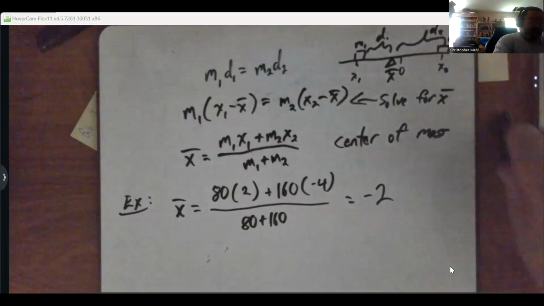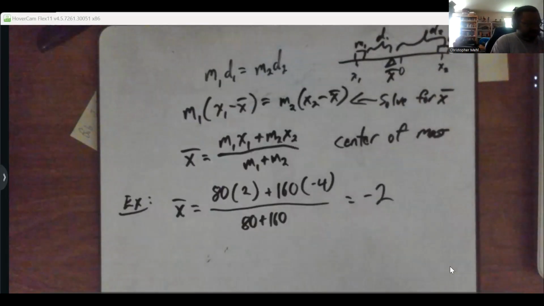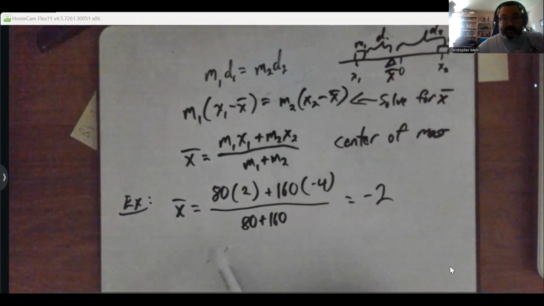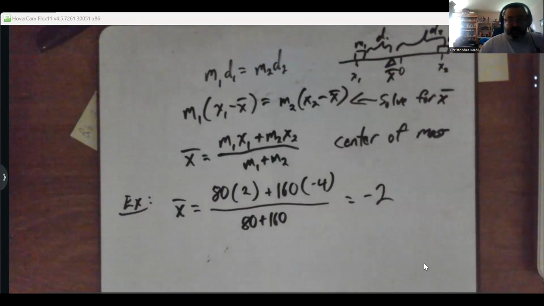Before I do that, I should share the screen I just wrote all this on. So this is just, for our problem setup that we had there, simply plugging in the formula to get x bar equals -2. So that's our center of mass there.